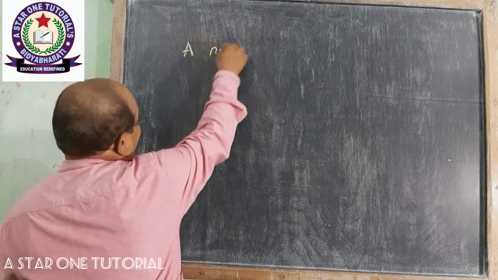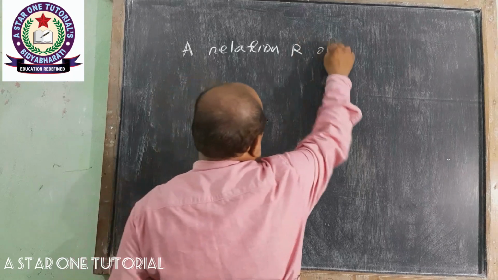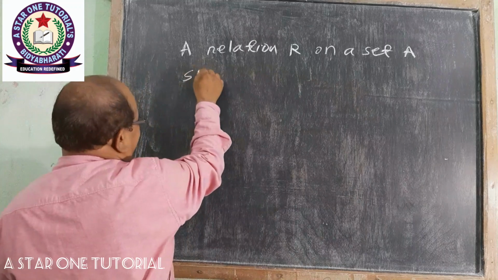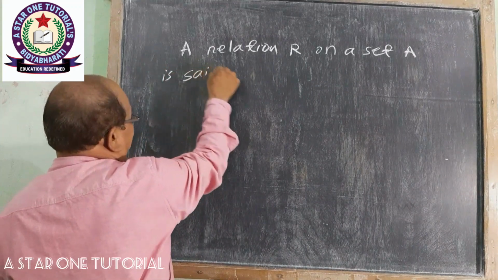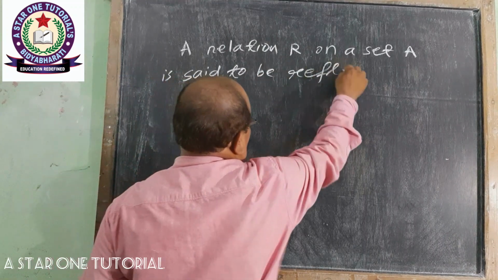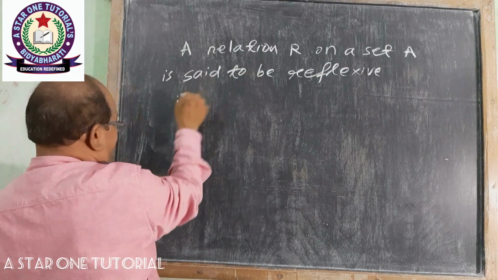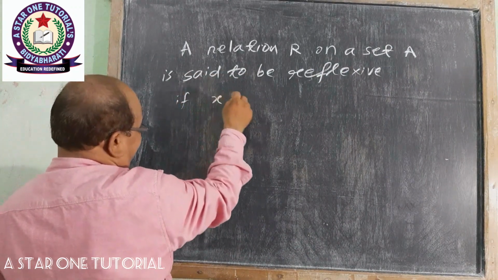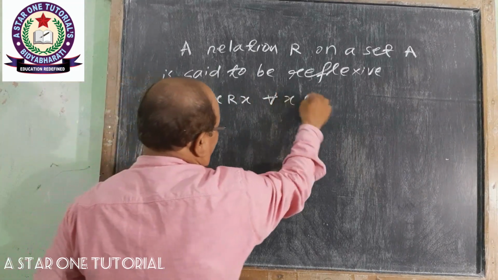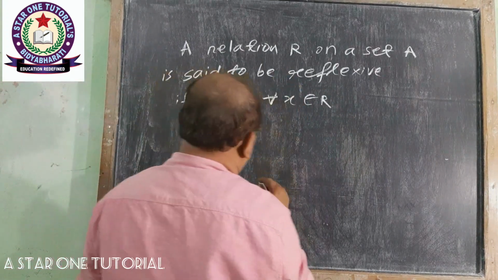A relation R on a set A is said to be reflexive if x is related to x for all x belongs to A. This is the condition for reflexivity.